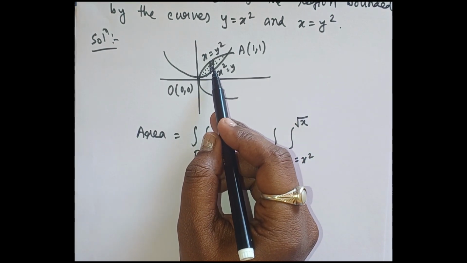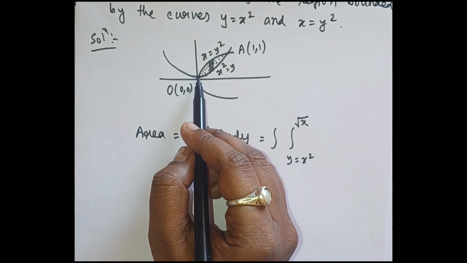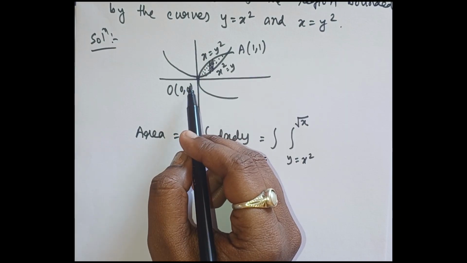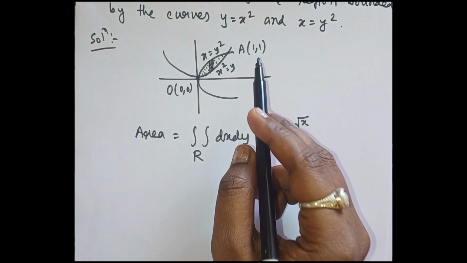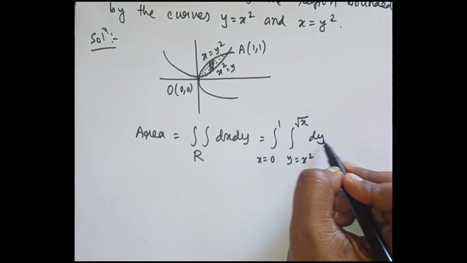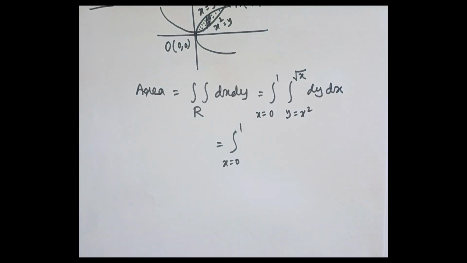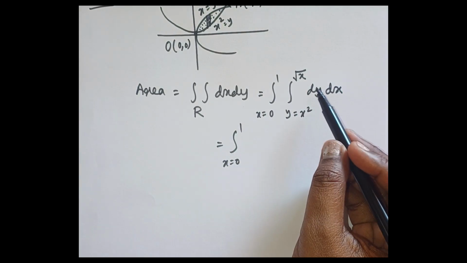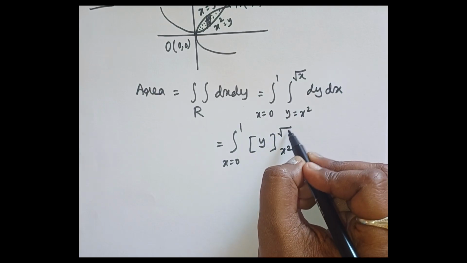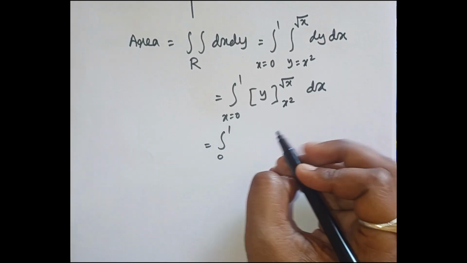Now since we have taken this strip, which is movable, we have to assume that it moves from the first end to the last end, from O to A. In this case the limits of x are 0 to 1, because for O, x equals 0 and for A, x equals 1. Now we have to just calculate this integration. For dy we obtain y, with limits x square to square root of x, and x from 0 to 1.